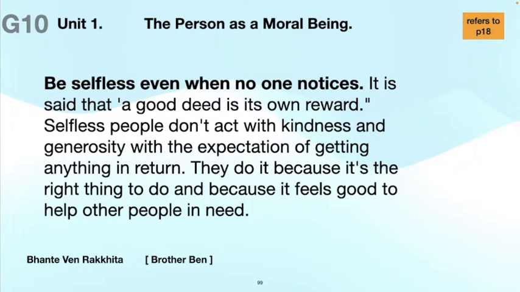Be selfless even when no one notices. It is said that a good deed is its own reward. Selfless people don't act with kindness and generosity with the expectation of getting anything in return. They do it because it's the right thing to do and because it feels good to help other people in need.